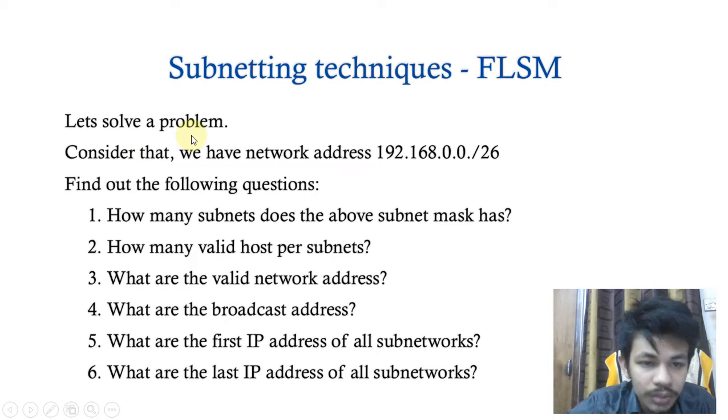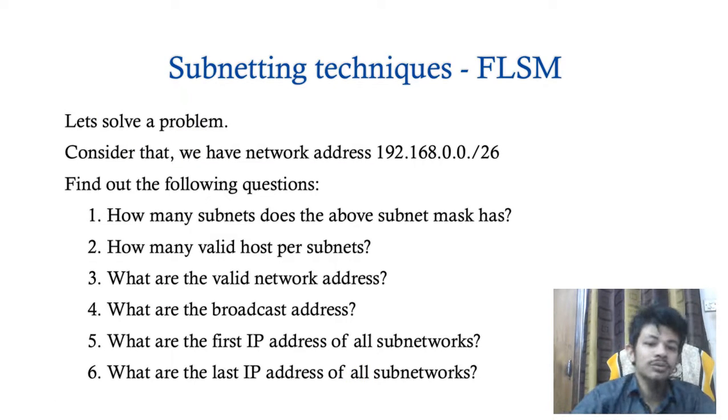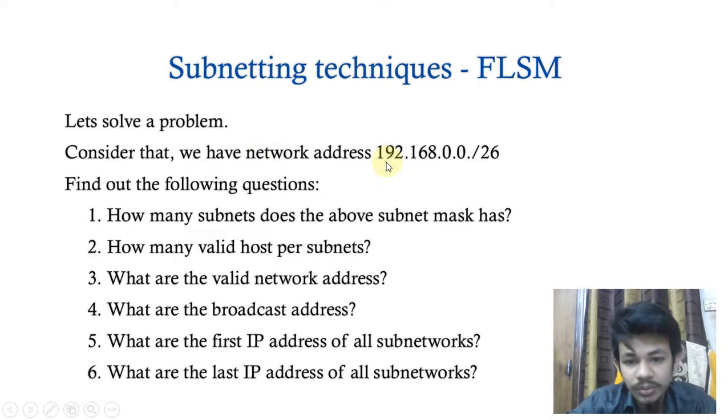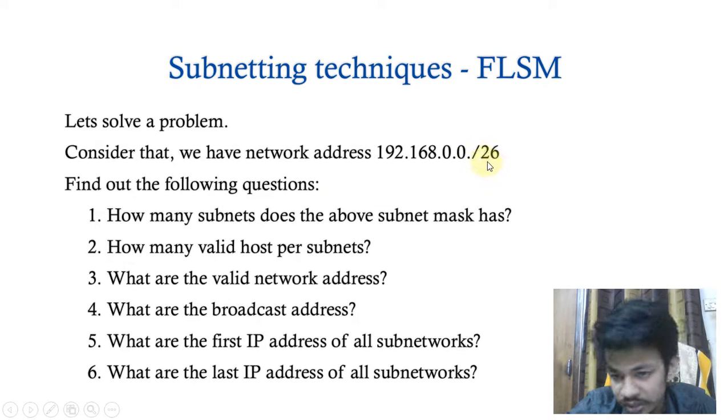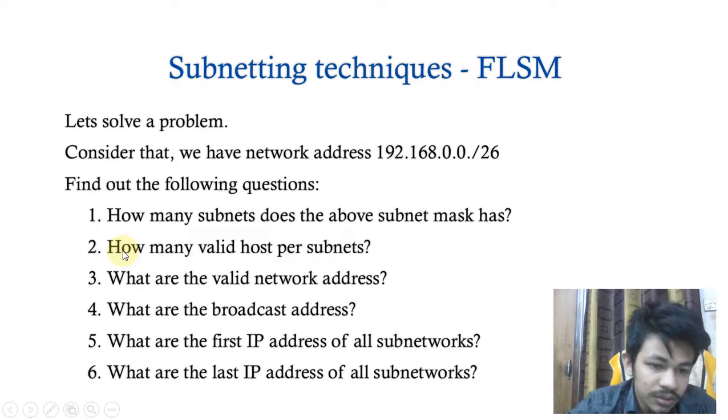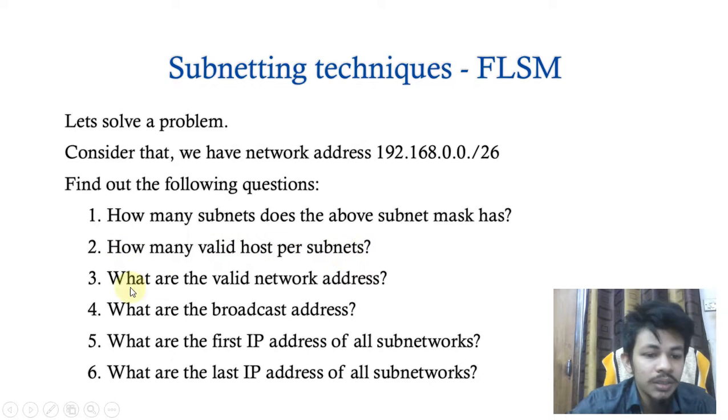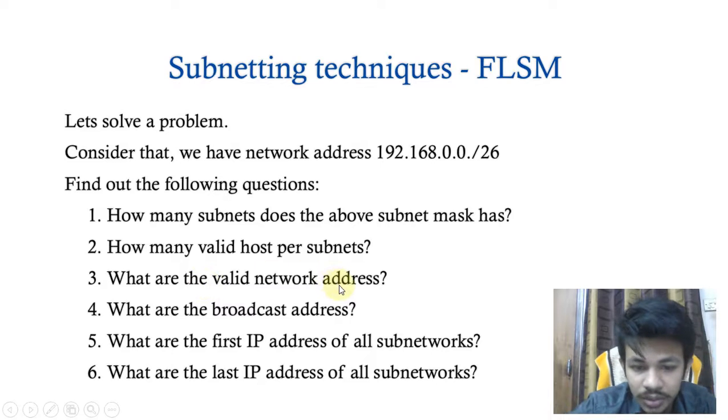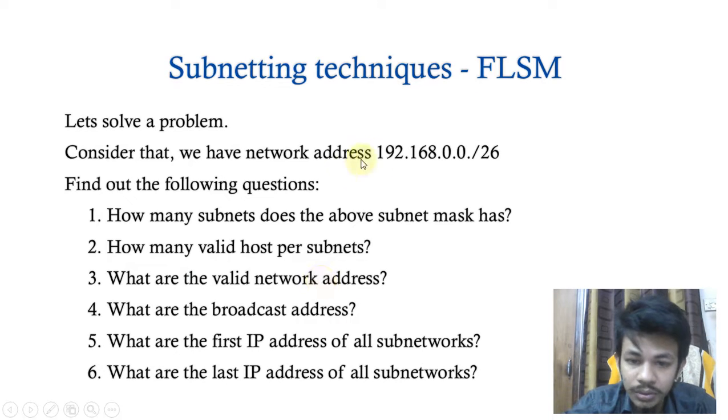So let's solve a problem related to subnetting and FLSM. Let's say we have the network address 192.168.0.0/26. We have to find out how many subnets the above subnet mask has, using this /26. The second question is how many valid hosts per subnet. Third is what are the valid network addresses. That means we are dividing the given network into subnetworks, and we have to find out the valid subnetwork addresses.